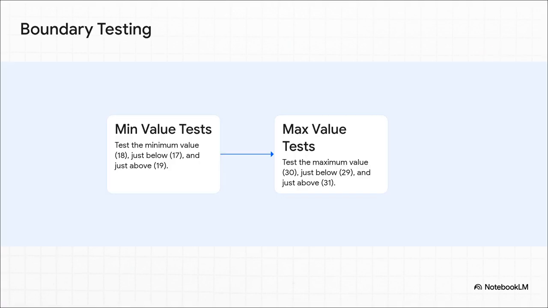So using our age box again, we're going to zero in on those boundaries of 18 and 30. We test the minimum value, 18, and then we test the numbers right next to it, 17 on the outside and 19 on the inside. We do the exact same thing for the maximum. We test 30 and then 29 and 31. With just those 6 tests, we've targeted the most critical, most error-prone spots of that entire feature.